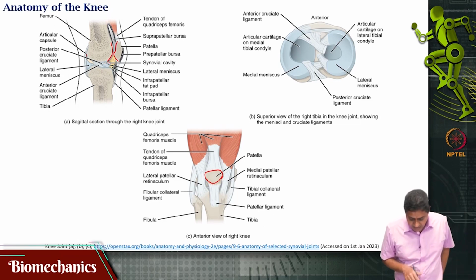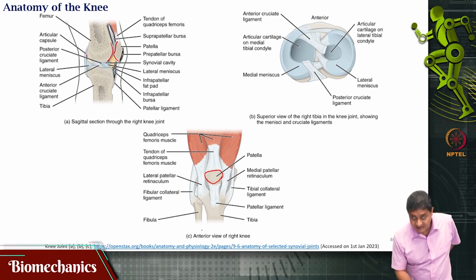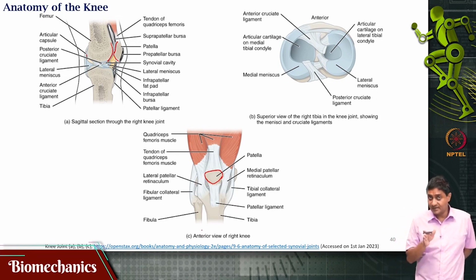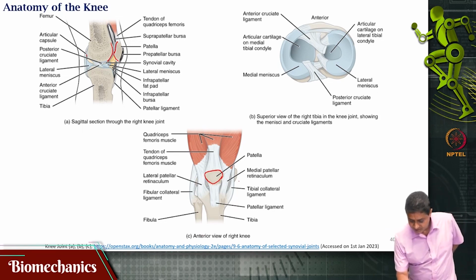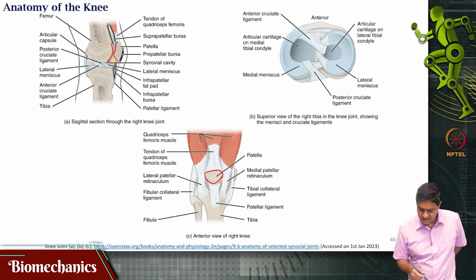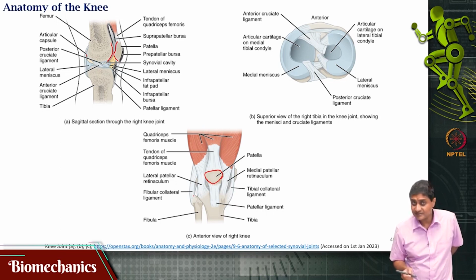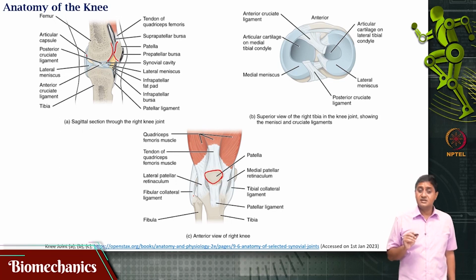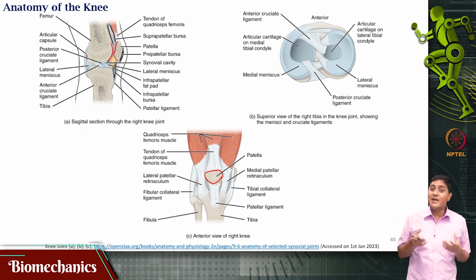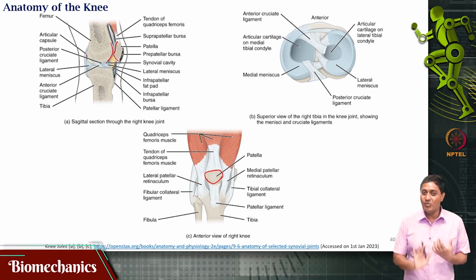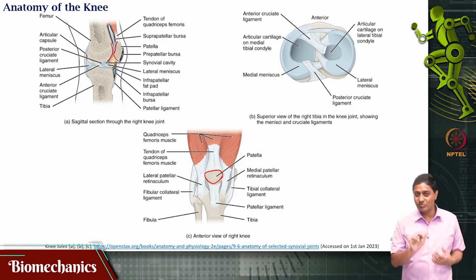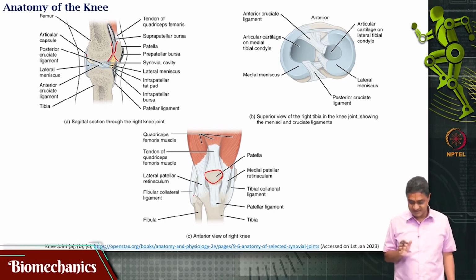Then, when I am looking from the front, this is the anterior view of the right knee. Here I can see, this also shows some muscles and some tendons, because that is important, because the patella itself is embedded within the tendon. So, as the tendon is moving, the patella moves. So, it is a very unique bone, we discussed this.